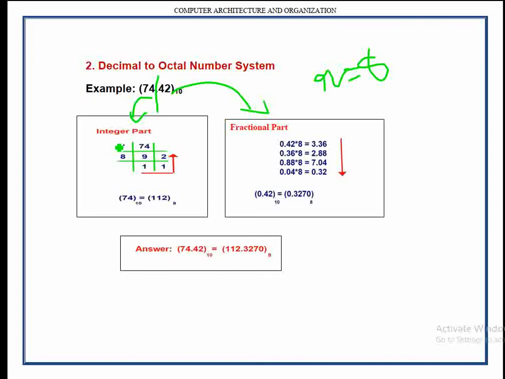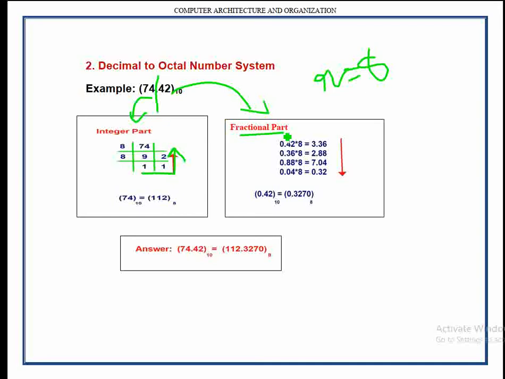On the integer part we have to perform division operation by R successively. Here we got 112, an octal number, at the end of this process. Finally we collect these digits, and the direction is very important: in the upward direction we have to collect. So for 74, the integer part of the given decimal number, 112 is the octal equivalent value.